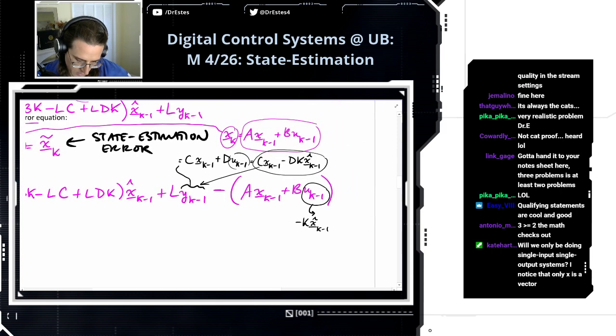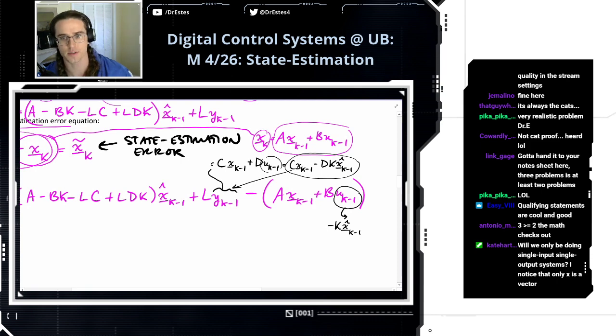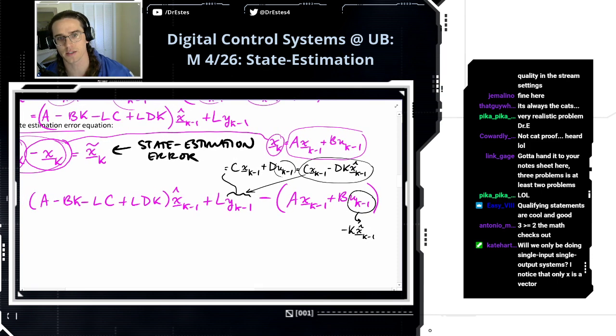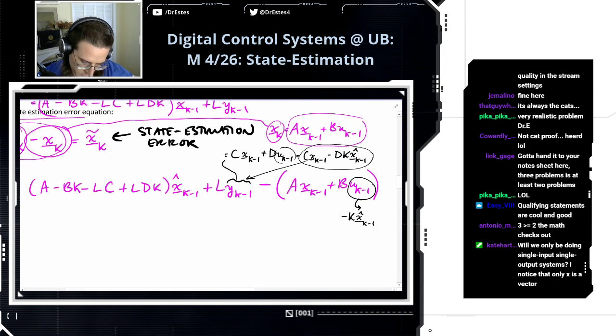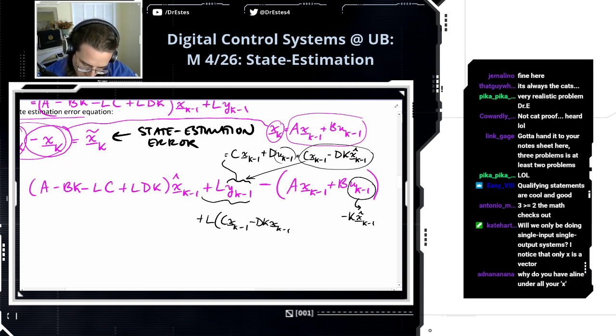Okay. Now watch what happens here, because it turns out a bunch of things are going to cancel out. So like, let's expand this. This is going to be plus L C X K minus 1 minus D K X K minus 1.